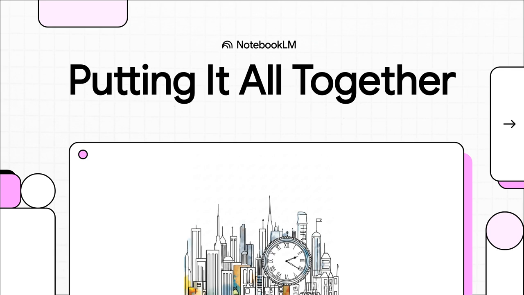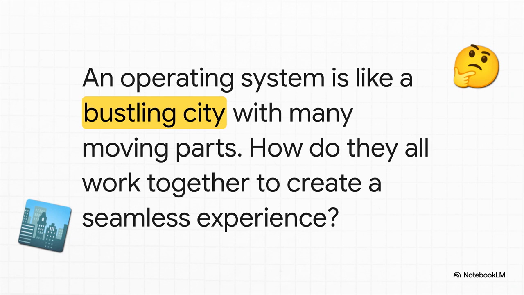Let's find out. To really get a grip on how all this works, we're going to use one big, powerful metaphor for this whole explainer. The operating system is a bustling city. Seriously, just picture it. A digital metropolis with its own rules, its own infrastructure, its own population, all working in what looks like chaos, but is actually a perfectly coordinated dance.